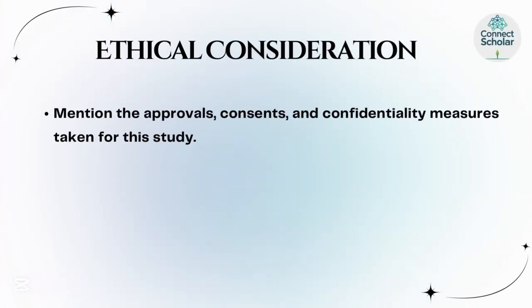Next is ethical consideration. In this portion, you have to mention all the approvals that were granted for this study to be conducted, whether by your institution or by some other institution where your study is being conducted. You also have to mention all the consents taken from participants who are part of your study, and the measures that were taken to keep the data of participants confidential.